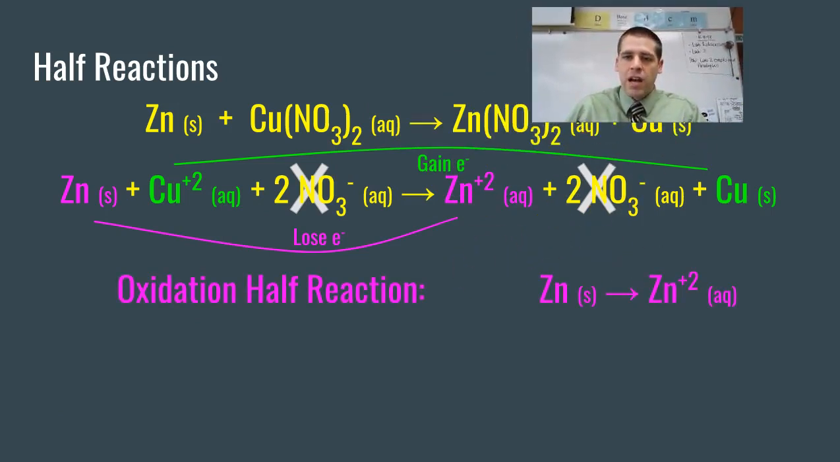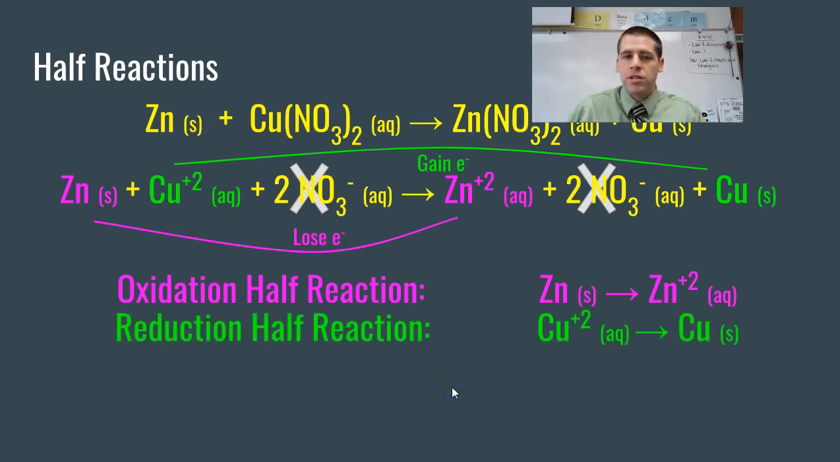The oxidation half reaction would be zinc to zinc +2, and we just narrow it down to just what's happening on the oxidation side of things. The half of the reaction that's being reduced is the copper +2 going to copper metal, right? Solid copper metal. Anytime you see a solid, it has a charge of 0.